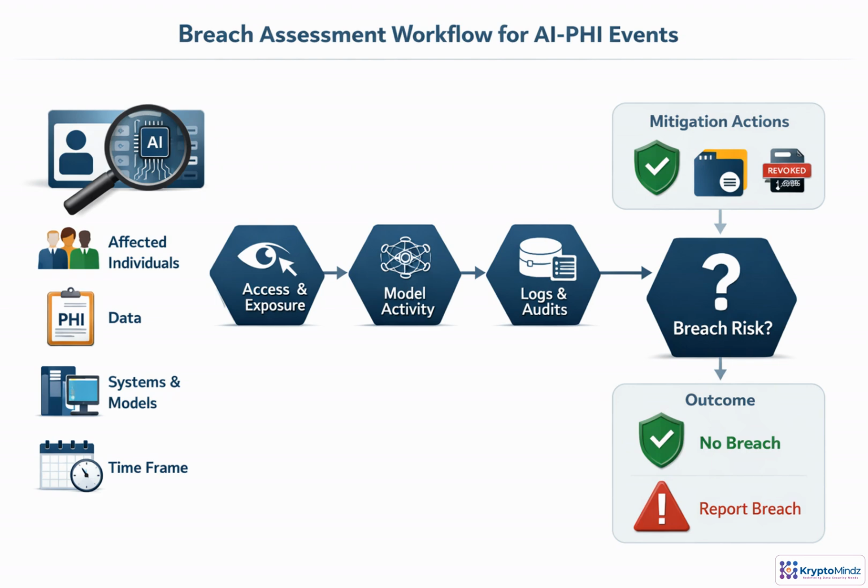Start the breach assessment by defining the event, who may be affected, what PHI elements were involved, and which systems, models, users, vendors, and time window matter. Then determine whether PHI was acquired, viewed, disclosed, exported, retained, or made available. AI adds model-specific evidence: prompts, outputs, training data, logs, and downstream access. Mitigation matters, but it needs proof. Confirm deletion, revoke access, contain exposure, collect attestations, and document why notification is or is not required.